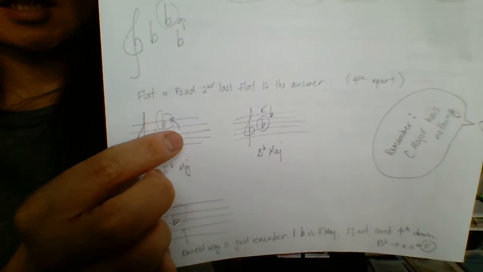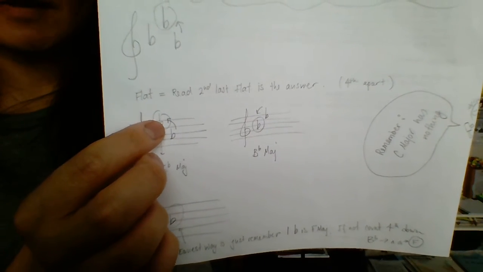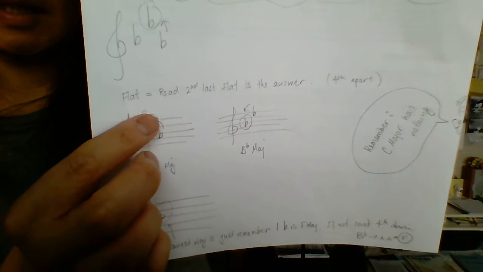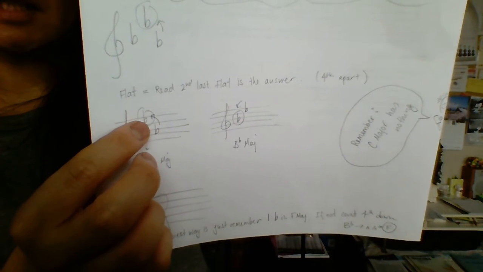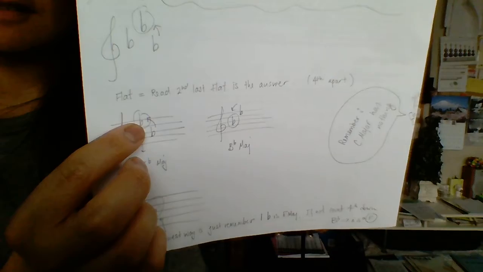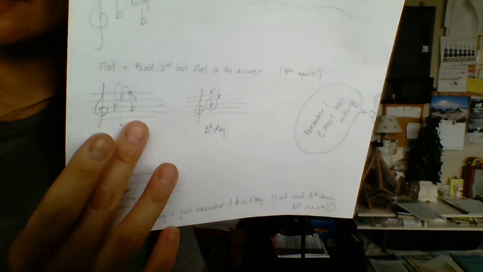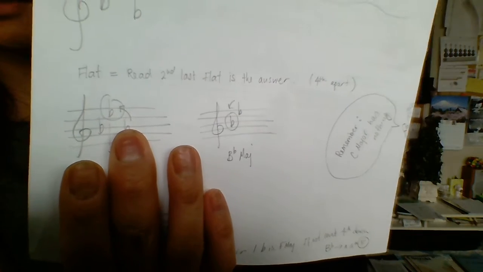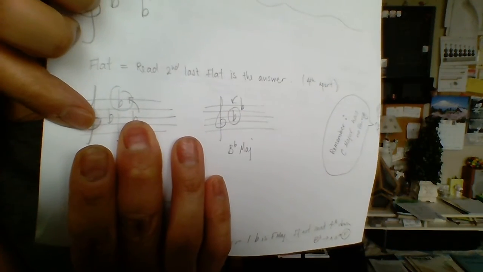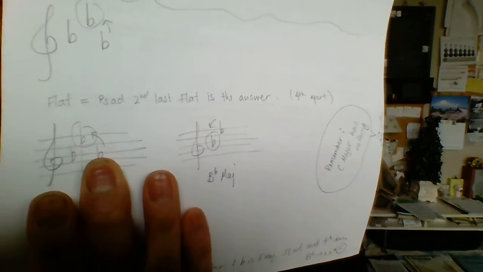For flats, it's easy, just take the second last one for the answer. So this one has B, E, A. So you take the second last one, which is the E, so it's E flat major. Okay, so if you have two flats, B, E, you take the second last one, which is the B, so it's B flat major.